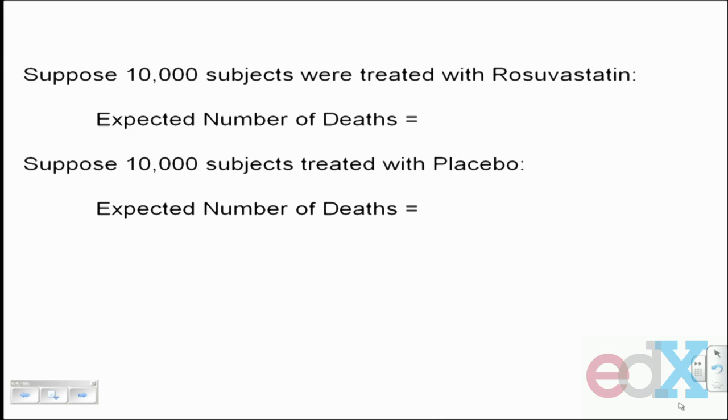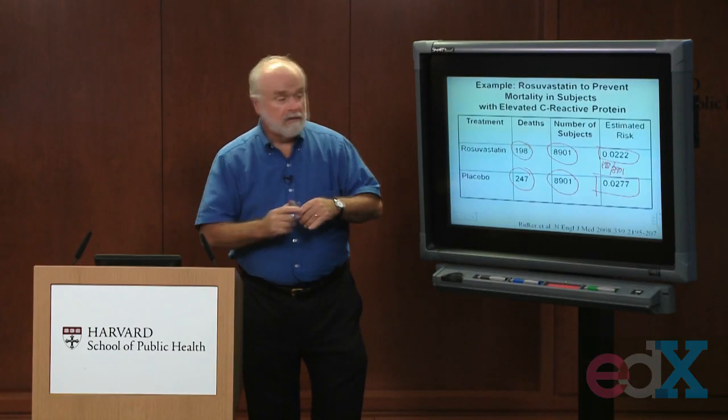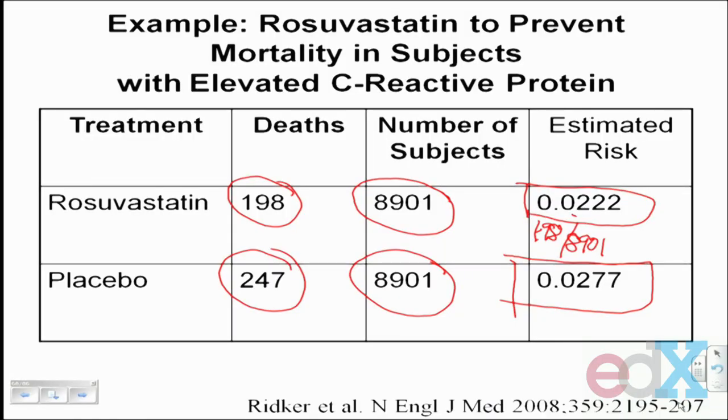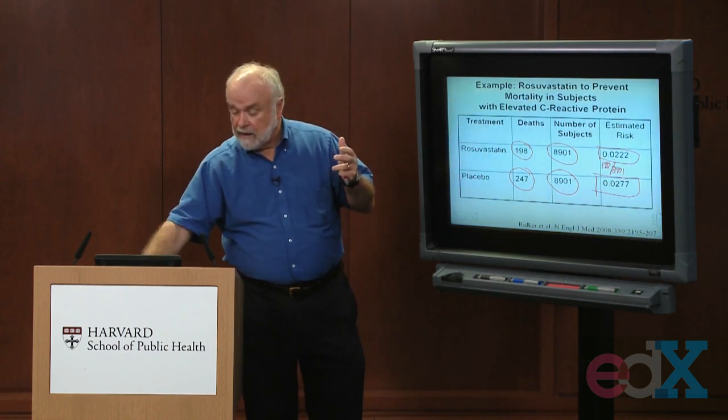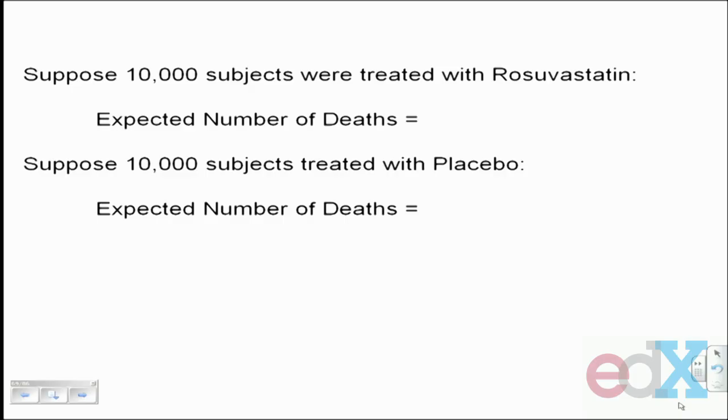Well, let's use these data to answer a couple of questions. Suppose you had 10,000 people and they were treated with that statin drug. How many would you expect to die? Well, if I go back to the previous slide, notice each person has an estimated risk of a little bit more than 2%. You have 10,000 people, each with a risk of a little bit more than 2%. How many deaths would you expect? A certain number which can be calculated by multiplying by 0.0222. Well, the next slide will show you the result of that calculation. You'd expect 222 deaths if those 10,000 people were given the statin drug.